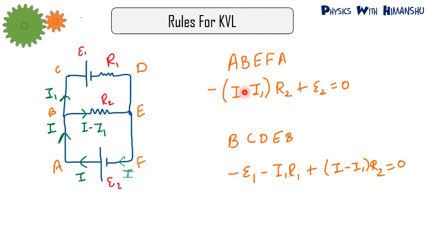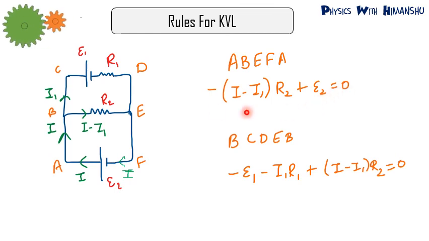Now we'll take two loops. Suppose one will be A, B, E, F, A. Another will be B, C, D, E, B. Now for A, B, E, F, A, from A to B there is nothing. From B to E, you are moving from B to E, current is from B to E. So we'll write minus I1 into R2. From E to F there is nothing. From F to A there is negative terminal first, so we'll write plus E2 equal to 0. So this is the first equation.